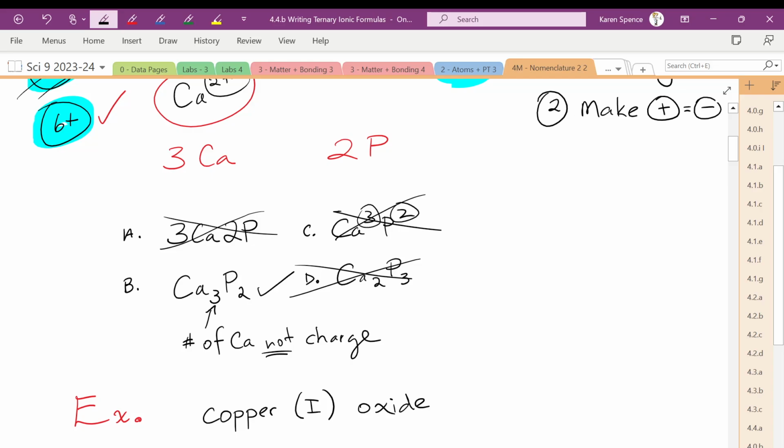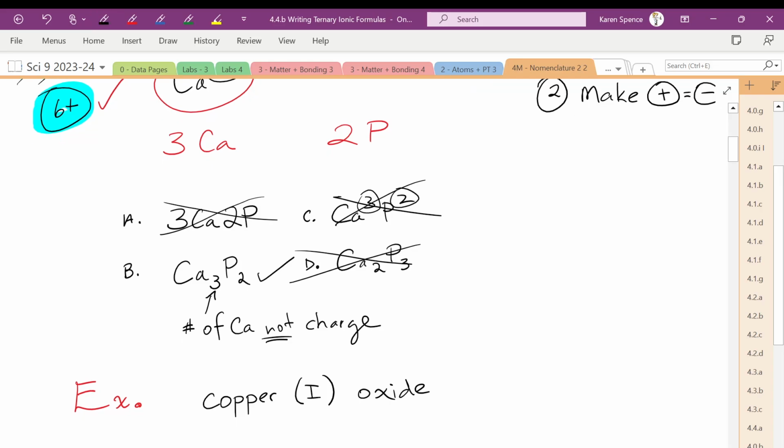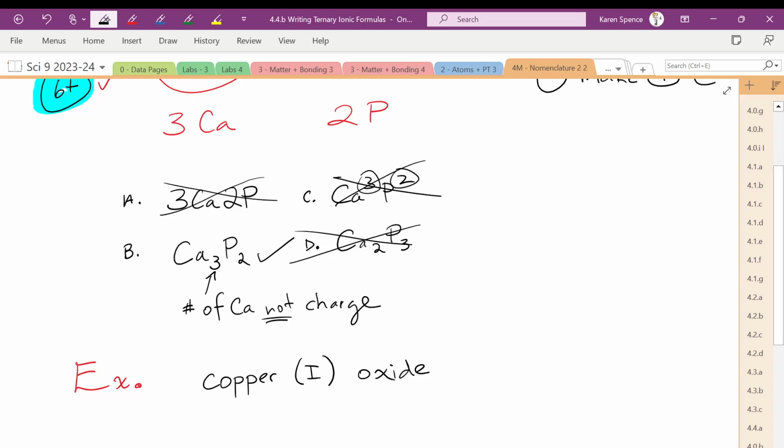Copper 1 oxide. Is my answer Cu bracket 1 bracket O? No. Never put Roman numerals in the formula. Have you ever seen a Roman numeral in any of the formulas we've ever done? No. So no Roman numerals in the formula.